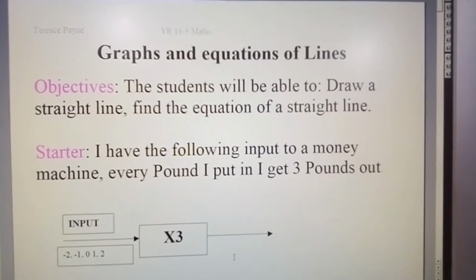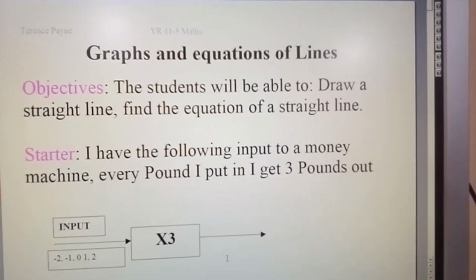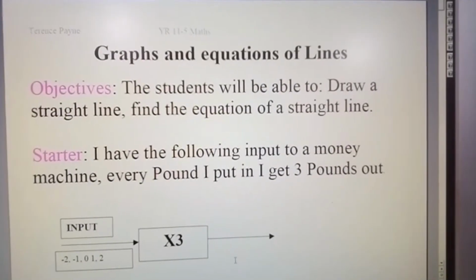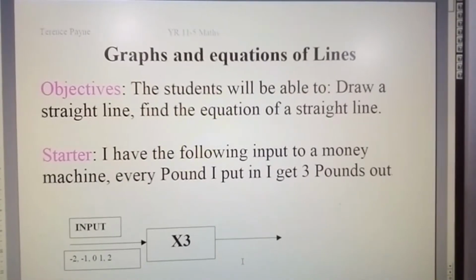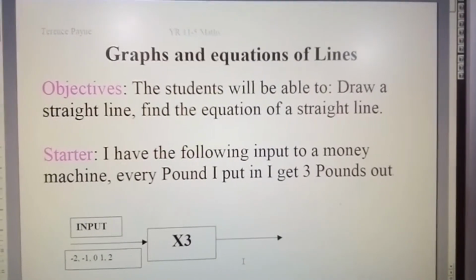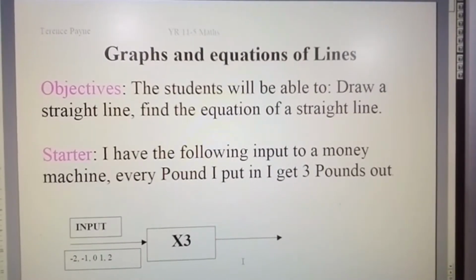Okay, welcome back. What I want to look at today is graphs and equations of lines, and how those come about. Now the objectives here: the students will be able to draw a straight line and find the equation of a straight line.